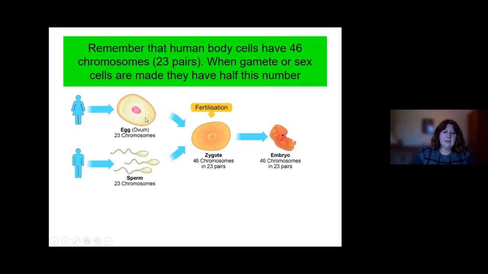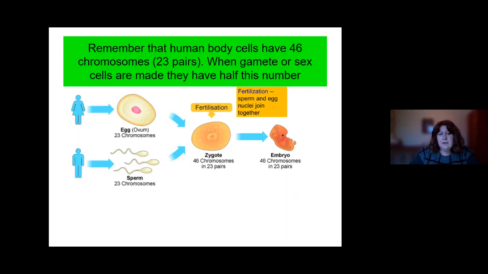And then what happens is that when the egg and the sperm cell fertilise, so when the sperm and egg join together, when their nuclei join together, they produce a fertilised egg cell called a zygote. Now you can see that there are now 46 chromosomes.